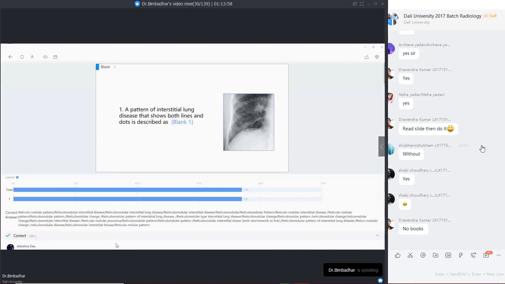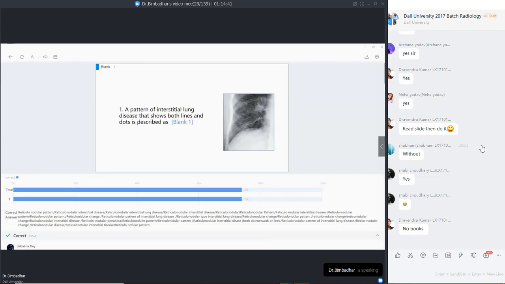Let me tell you how to crack such kind of fill in the blanks questions. A disease generally has two or more basic lesions together. Such a definition will usually be a disease, which means I'm asking you to write the name of a disease. But here I'm just asking about lines and dots, a hyperdensity. I'm talking only about a single basic lesion, either a hyperdensity or a hypodensity.